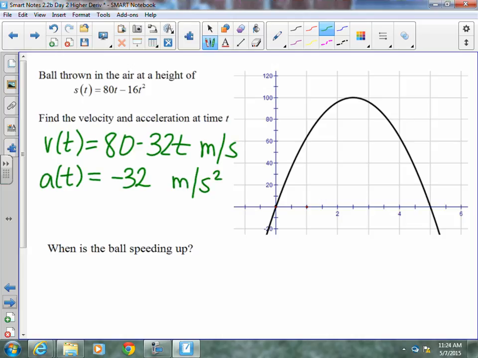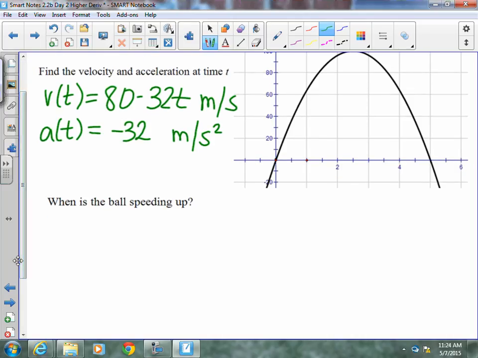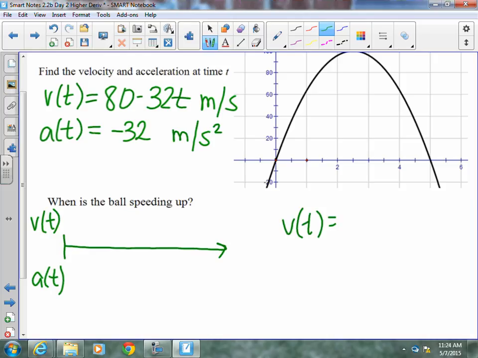Now, when is the ball speeding up? If you remember from a previous lesson, a ball is speeding up when the velocity and the acceleration have the same sign. So, let's check this out. We're going to have to make a number line checking out velocity and acceleration. Well, let's talk about velocity first. Velocity is 80 minus 32t. We need to find out when it equals 0 so we can decide when it is positive or negative. If you solve that, you get 2.5.